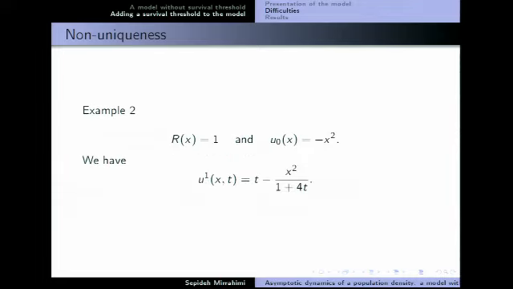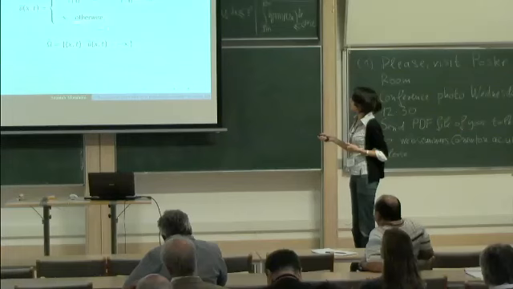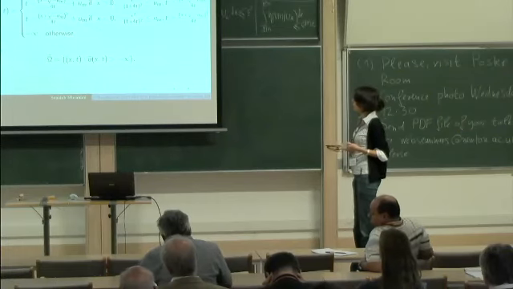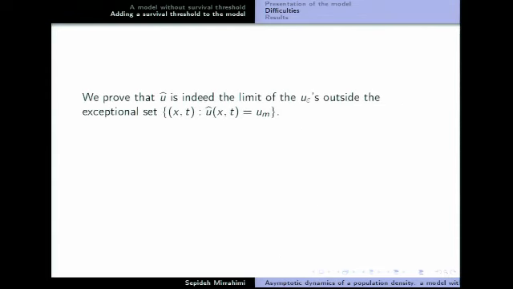But here u1 is the solution without the square root term, and a solution of the system is u1 truncated at um, as we said before, but we have also another solution, another viscosity solution to this system, that is the equation presented here. And actually we can prove that u hat, the second solution, is actually the limit of the u epsilons outside an exceptional set that is not very large. And easily we can verify that these two solutions are different.